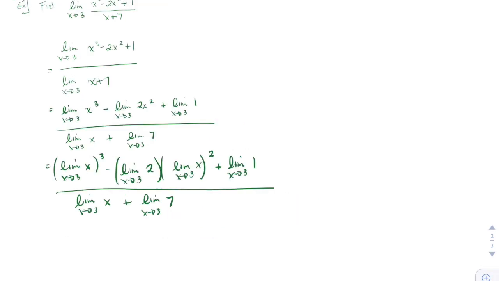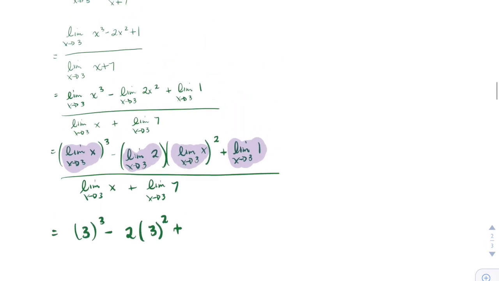And now these become really simple limits. So the limit as x goes to 3 of x, well, that's just 3. So it's going to be 3 to the third power minus the limit as x goes to 3 of 2. Well, remember that's another property that the limit as x goes to a of any constant is just the constant itself. And here 2 is our constant. So this is just 2 times the limit as x goes to 3 of x to the second power. So that again is 3 to the second power plus the limit of a constant is just the constant itself.